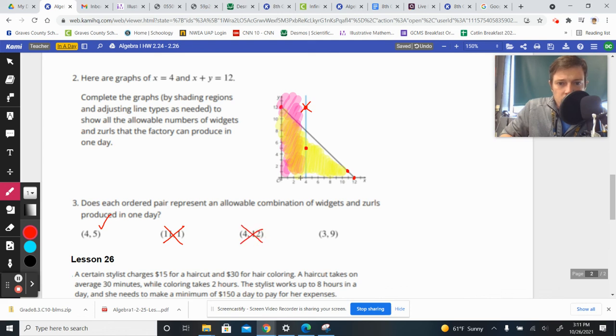And then over 3 up 9, that would put us, it looks like, right here. And 3 plus 9 is 12, so that keeps us at 12 or under for total. And, of course, it's less than 4, so that one's okay. And that's pretty much all we did today, was check all those solutions and see if they fell into our overlapping shaded regions.